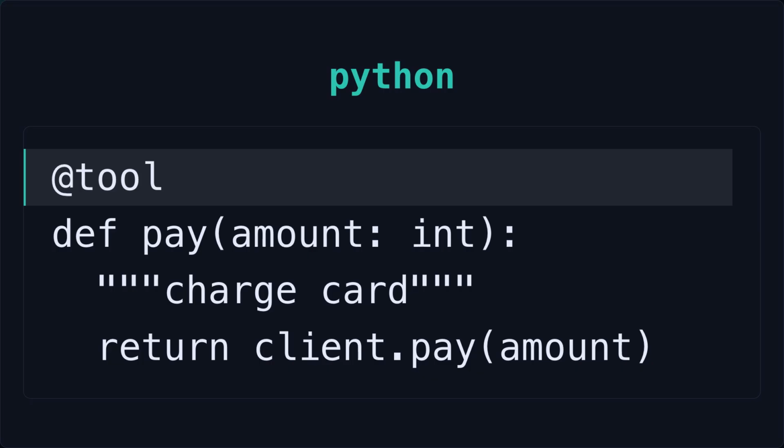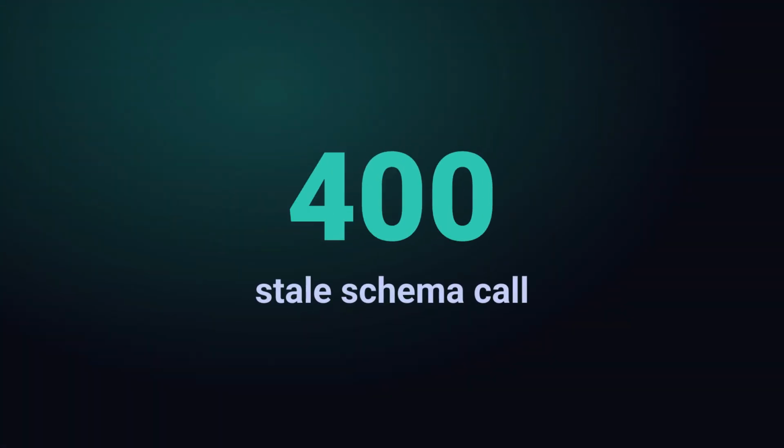When your API changes, that schema is now a liability. If a payment provider adds a required idempotency_key field, your Pydantic model doesn't know. So your agent confidently calls the endpoint with the old signature and gets a 400. The framework did exactly what you told it. The problem is what you told it is now a lie.